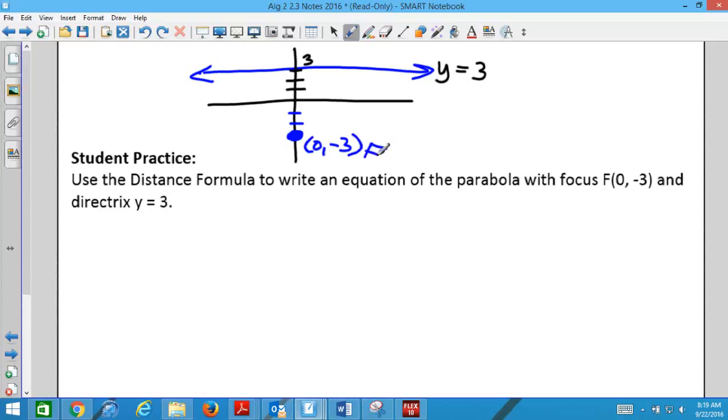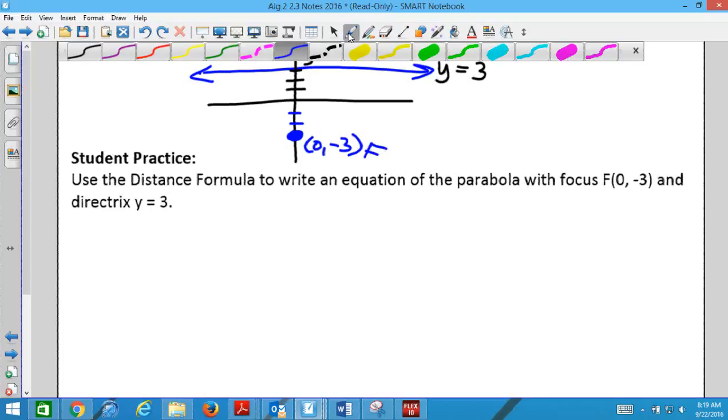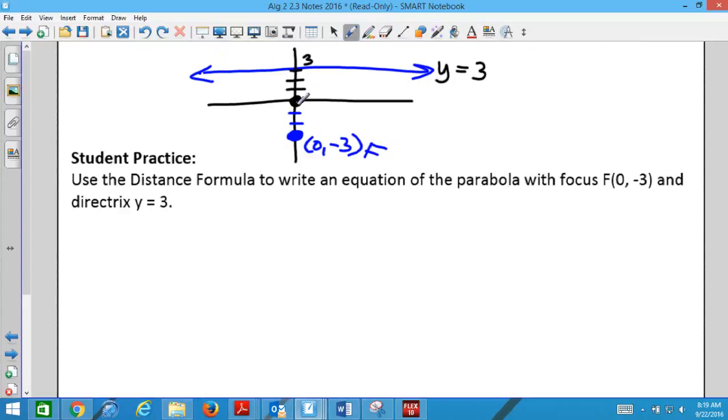Then which way is this parabola going to open? It's going to open down. The focus is always on the inside of the parabola. Can you tell where the vertex is going to be? Yeah, it's halfway between both. It's the same distance away from the focus and the directrix, so it's right there at 0, 0.